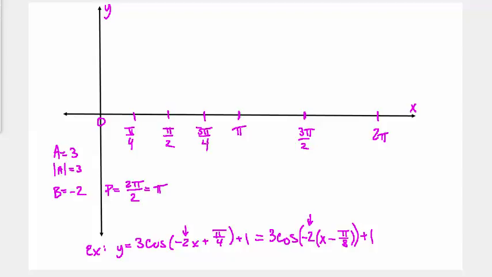You can just kind of count by pi over 4s or find a pattern quickly to mark all of these places. Well, that's like 1 pi over 4, 3 pi over 4. This would be 5 pi over 4, halfway between pi and 3 pi over 2. And then, of course, 7 pi over 4, halfway between 3 pi over 2 and 2 pi. All right, so our important places on the x-axis are plotted.